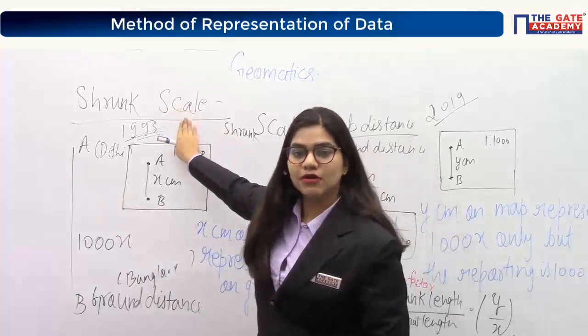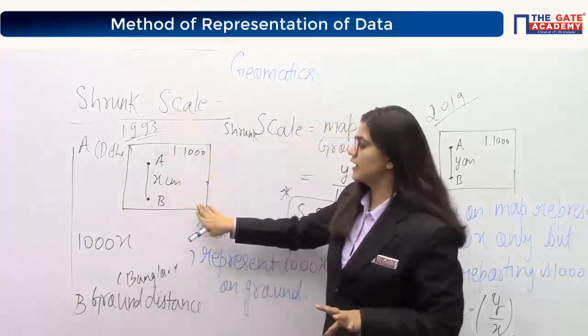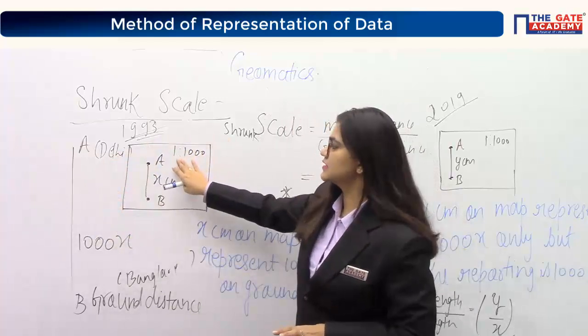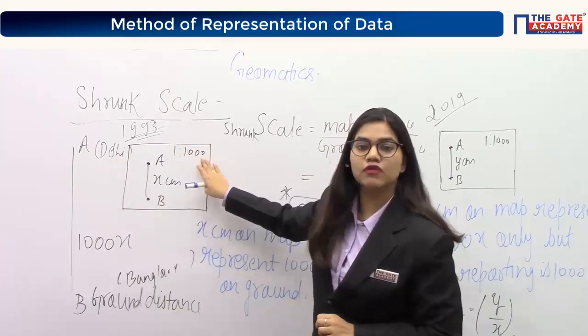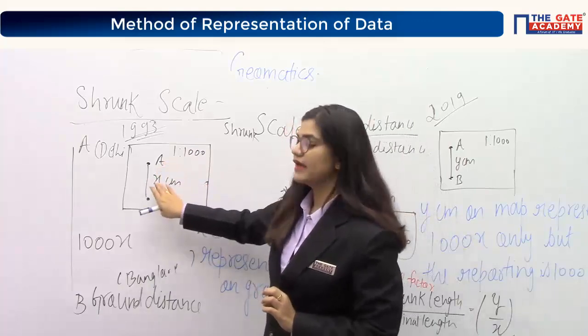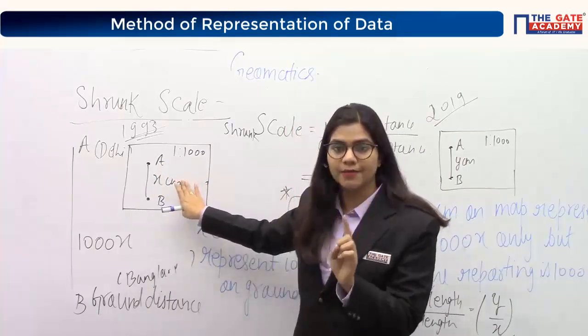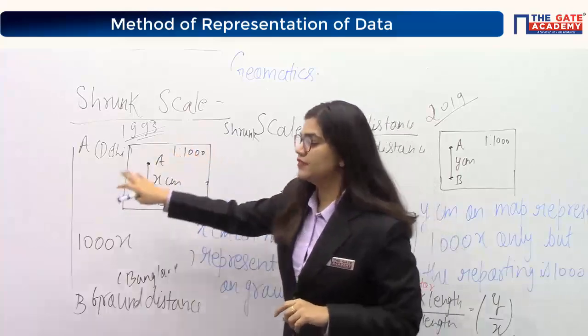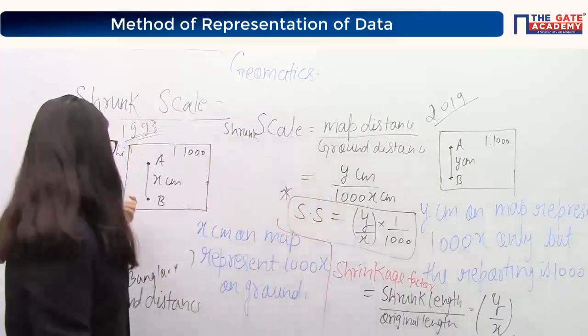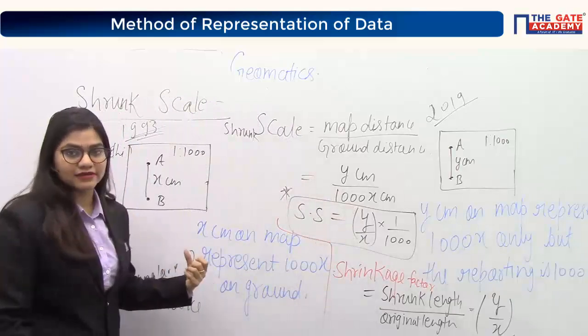We are discussing the shrunk scale. In shrunk scale, we have this map. In this map, the scale is given as 1:1000. And the distance between A and B represents x centimeter on map. So, what will be the distance on ground? The distance will be your 1000x.